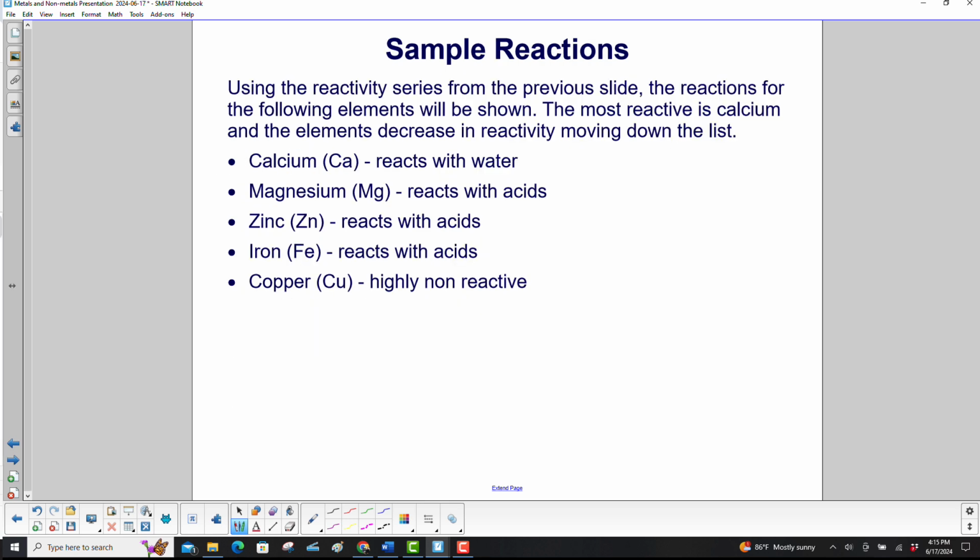Using the reactivity series from the previous slide, the reactions for the following elements will be shown. The most reactive is calcium, and the elements decrease in reactivity moving down the list. So, reacting with water, acids, also with acids, and then highly non-reactive.